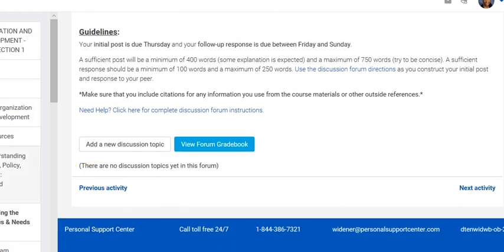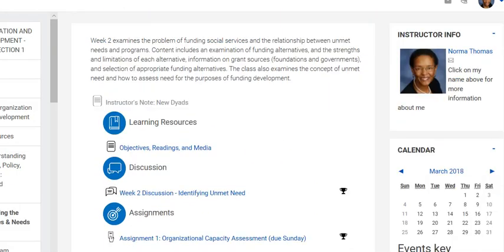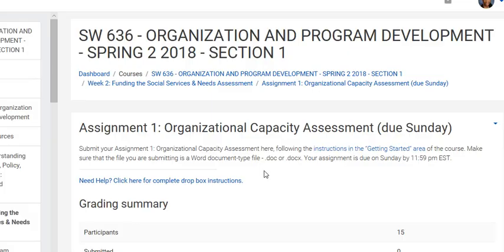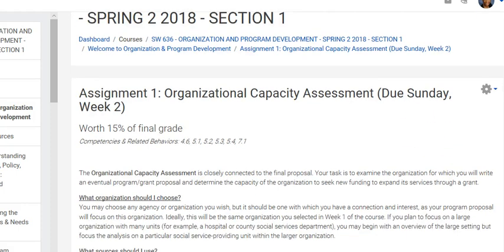In addition, for this week, you have a written assignment. And that written assignment is on the assessment of organizational capacity, and it is due on Sunday. So let's look at what's required. If you go to your Getting Started section, you will see the description of this assignment. And again, it's due Sunday, week 2.